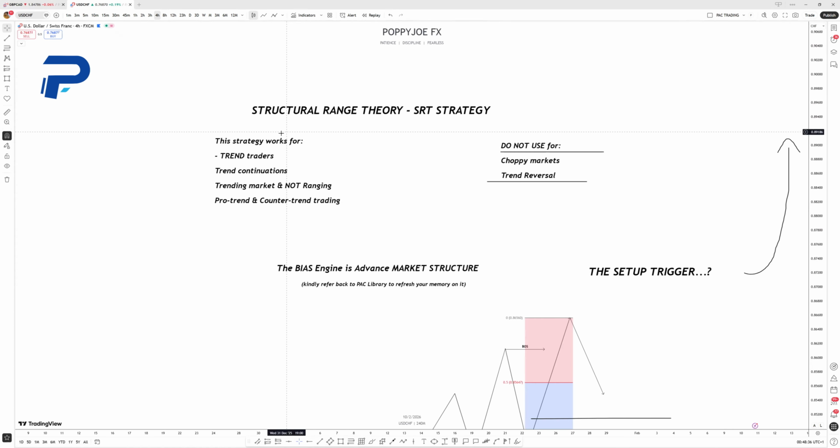So the strategy works best for trend traders. If you're a trend follower and you like trading along with the trend, this particular strategy works best for you. And also for trend continuations. Okay, I always like to favor trend continuation more than reversals.